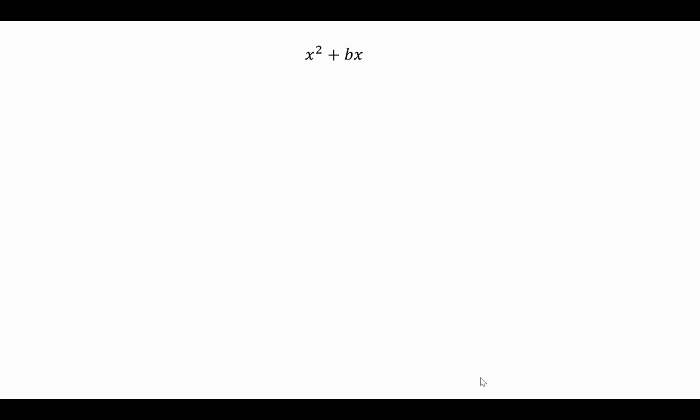Look at some examples of completing the square, I want to unpack why it works. So say we have x squared plus bx, and I'm going to represent them using area. So we have x squared here, and we have bx here. Now, we could rearrange these shapes and try and make one big square.